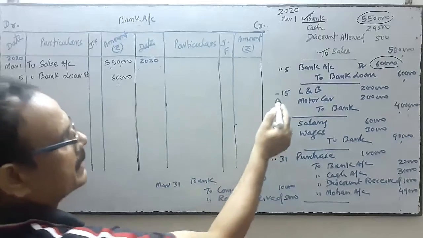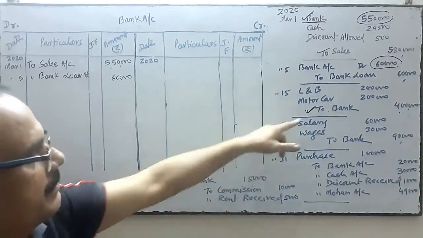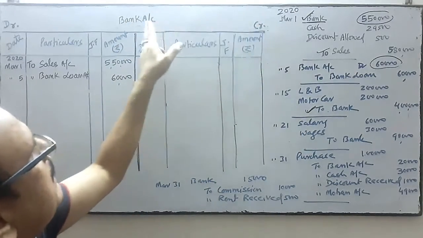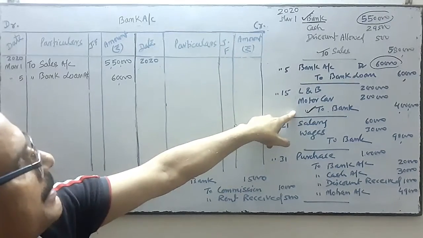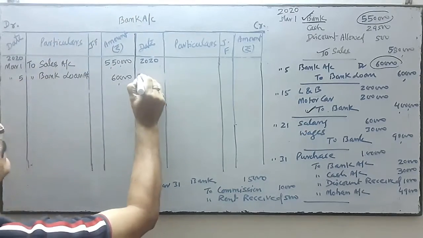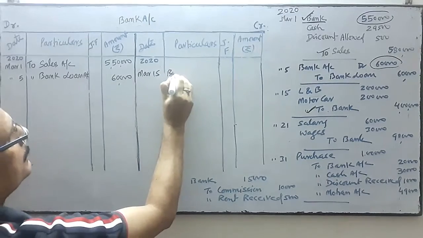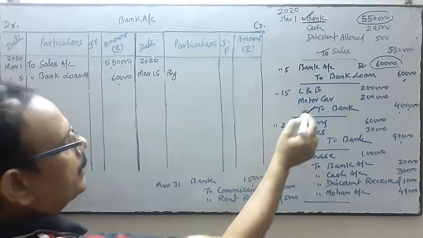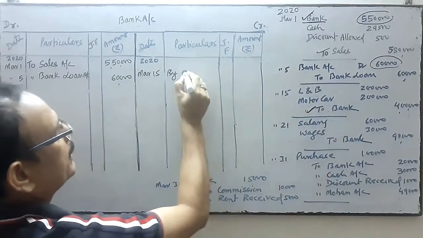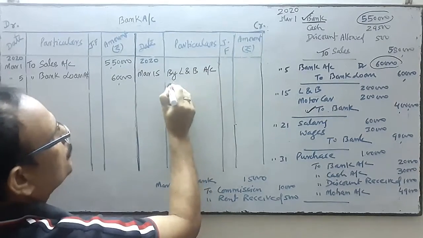Now next transaction. Bank is on which side? Credit. So we will do the posting on the credit side, because in the journal the bank account is on the credit side. First we will write March 15, starting with "By". If the bank is in credit, then opposite side of bank are two accounts: land and building account and another is motor car account.